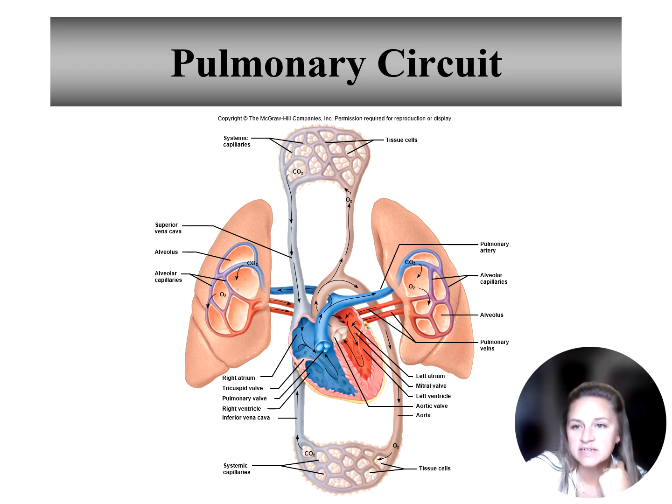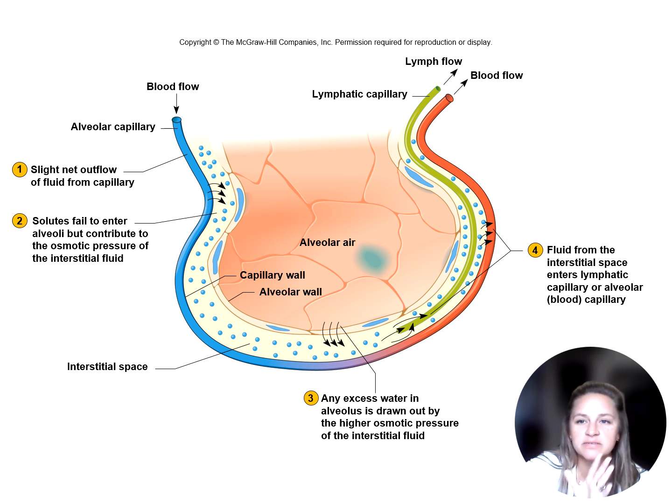So this next slide shows in a little bit of detail how this oxygen and carbon dioxide is being exchanged. Again, this is the capillary. Remember, this is a single layer of epithelial cells. We saw this a few slides ago when we looked at a capillary.